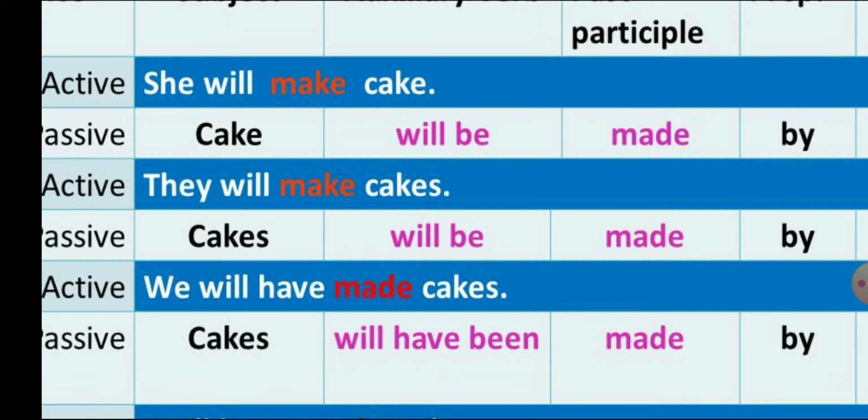They will make cakes. So identify the subject and object and identify the tense. The tense here is simple future tense.